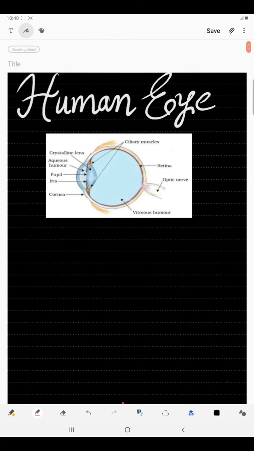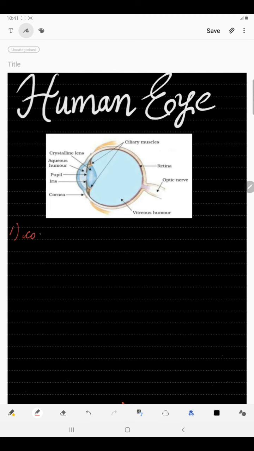Human eye works on refraction of light and its resolution is 576 megapixel. The eyeball is approximately spherical in shape, having a diameter of about 2.3 centimeter. Let's have a look at the main parts of human eye.